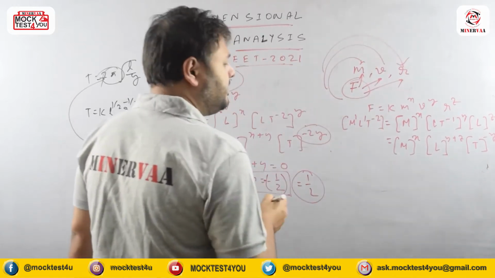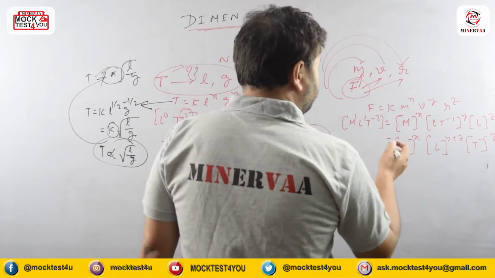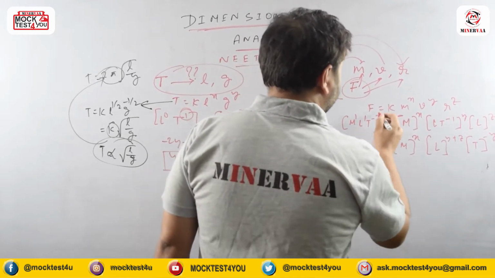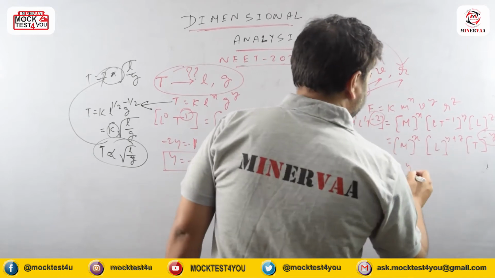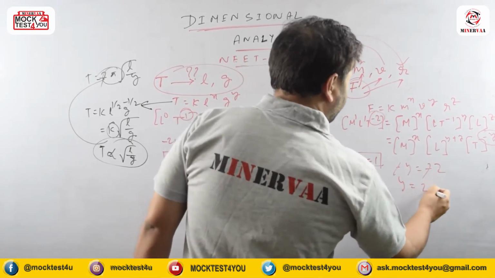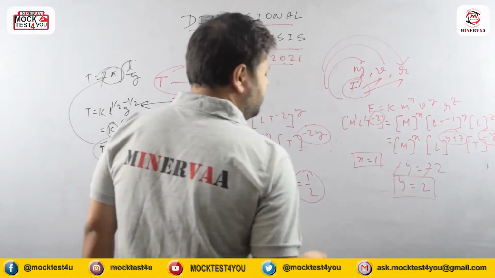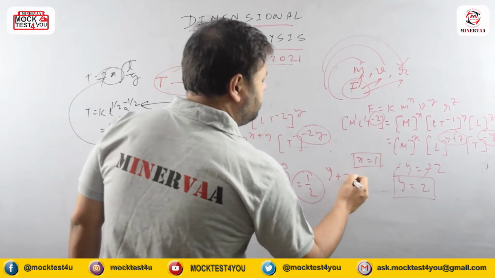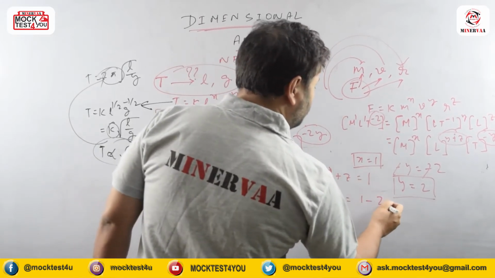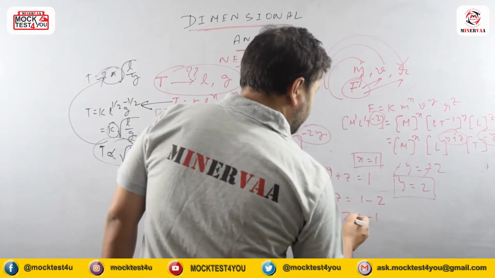So if we do it like this, finally if I compare on both sides, x equals 1. Comparing, minus y stands for minus 2, so the minus signs cancel, so y becomes 2. And if I take y plus z, this y plus z becomes 1, so z becomes 1 minus 2, where y is taken as 2, so z becomes minus 1.